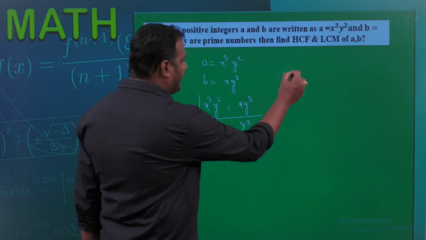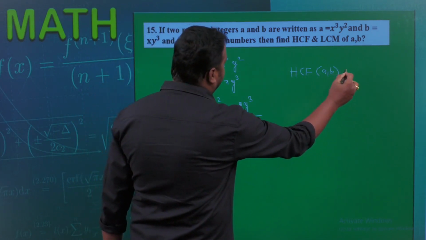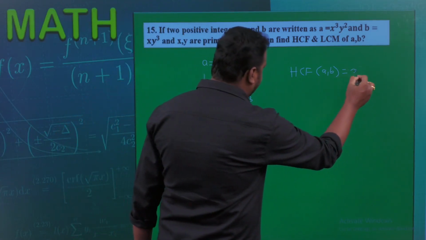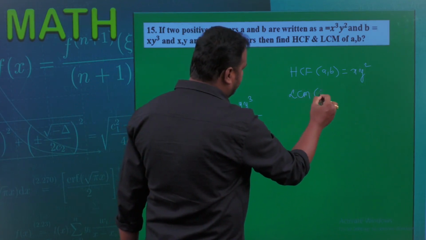So what is the HCF of these two numbers a, b? The HCF of these two numbers is going to be x into y square, meaning x y square is the HCF. And what is the LCM of a, b?